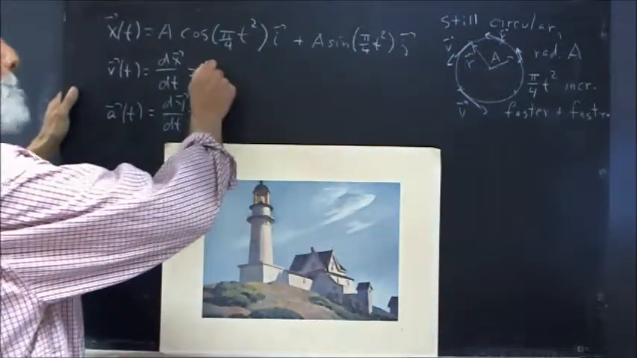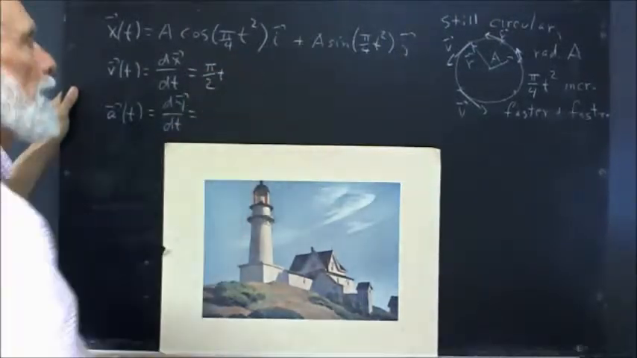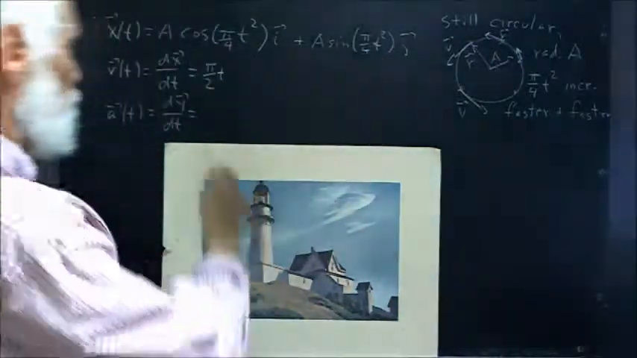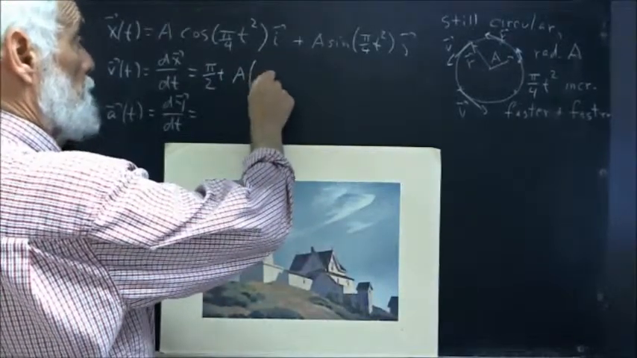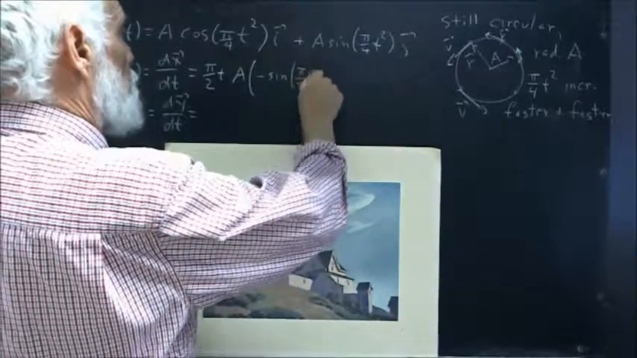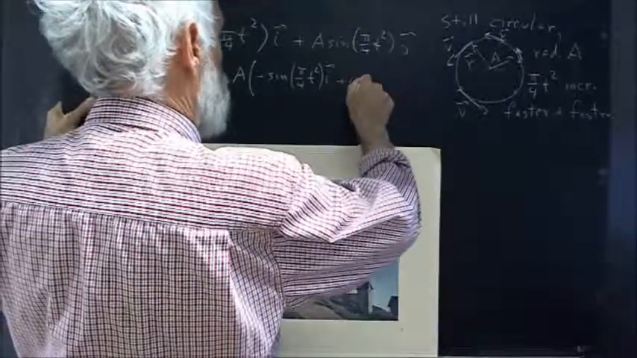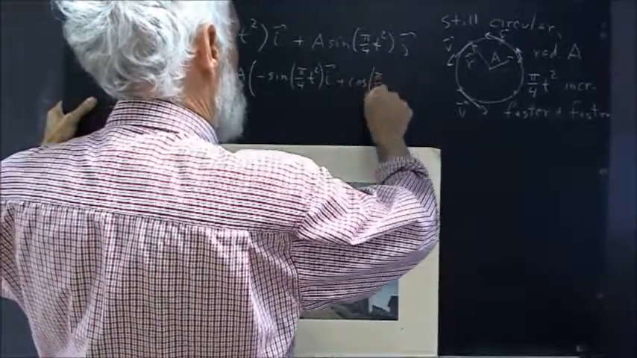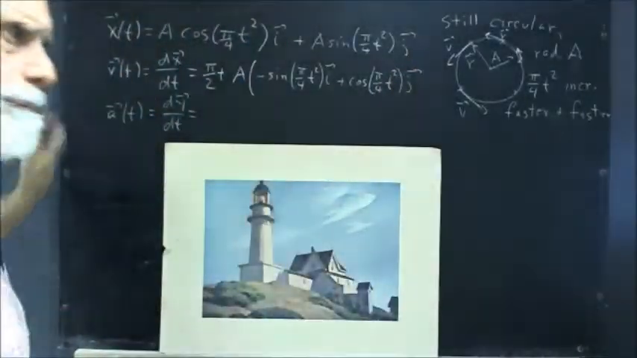So we get pi over 2 t, and we're going to get a pi over 2 t over here, and we're going to have an a. I'm going to just go ahead and factor those out, and we get times the negative sine of pi over 4 t squared i, plus the cosine of pi over 4 t squared j. And you can work that out yourself.